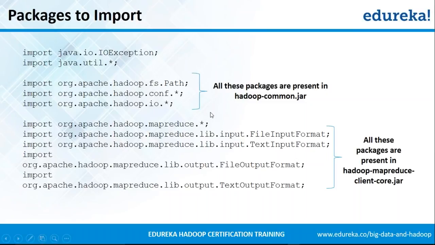Moving on, we have another set of packages that need to be imported, which are present in the Hadoop MapReduce client core jar. Both these jars are available in your Hadoop package itself. So what we are doing is we are importing text output format, which is a kind of output format. We are importing text input format that we saw in the input format list. So these are the list of packages that need to be imported for writing a MapReduce program.